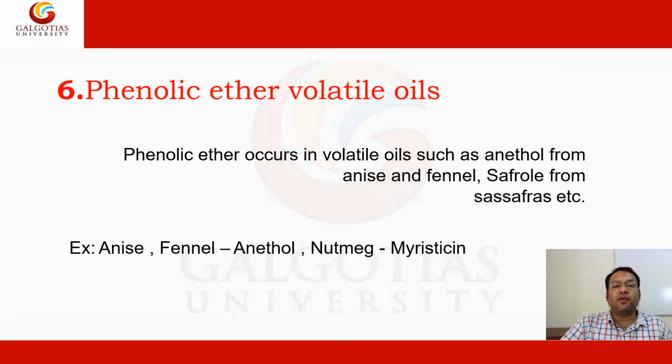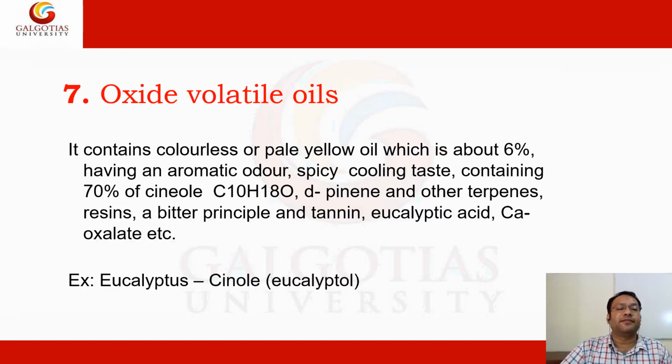Phenolic ether volatile oil. Phenolic ethers occur in the volatile oil such as anethole from the anise fruit and fennel fruit, safrole from the sassafras. Anise and fennel contain anethole, nutmeg contains myristicin as their volatile oil constituent, and their use is different according to their purposes.